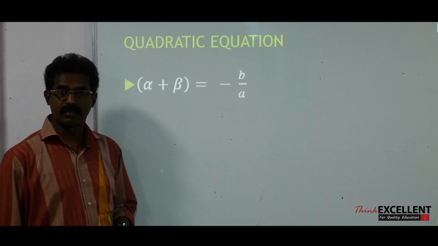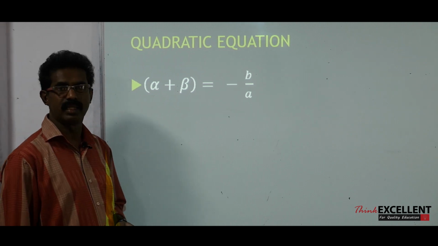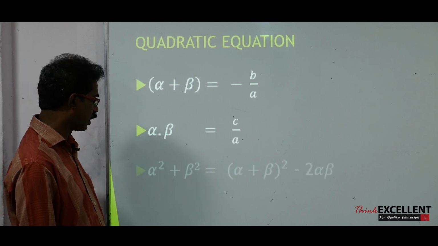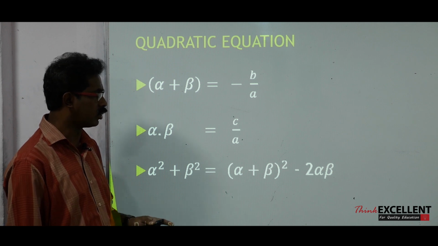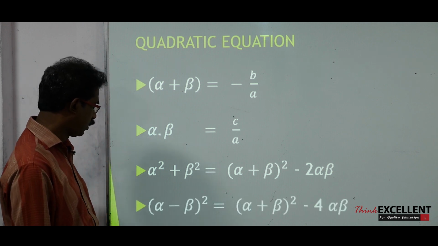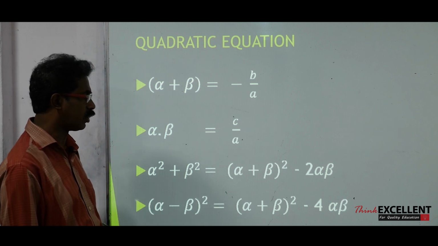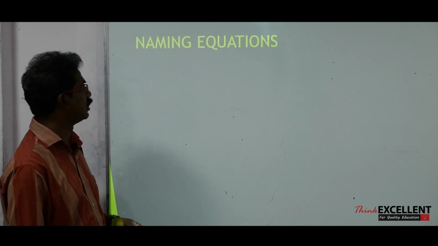Now some of the results studied in the lower classes: alpha plus beta is minus b by a, alpha into beta is c by a, 2 basic results. Then alpha square plus beta square is alpha plus beta the whole square minus 2 alpha beta. Alpha minus beta the whole square is alpha plus beta the whole square minus 4 alpha beta. We use all these in many places, so remember these values.